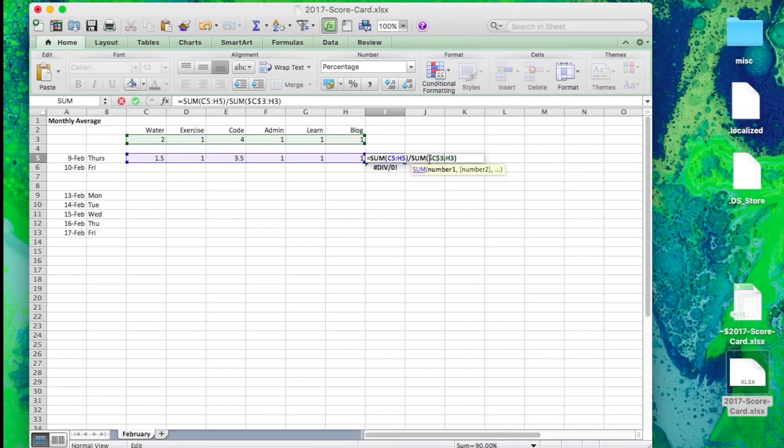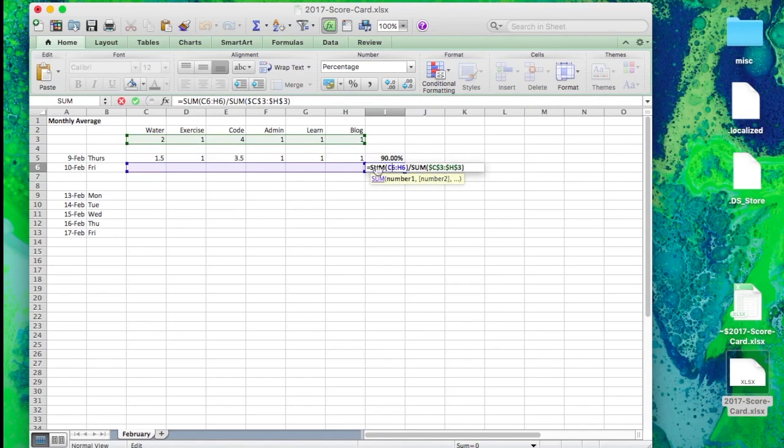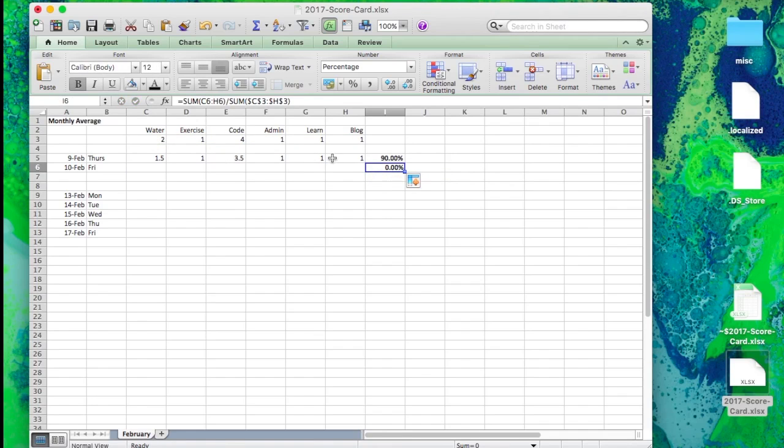And if I put $ signs around the column names, that will form an absolute reference, which will not move to the next row. So if I look at the formula now, it keeps the same row here. So that's good. I can copy that on all the future days.